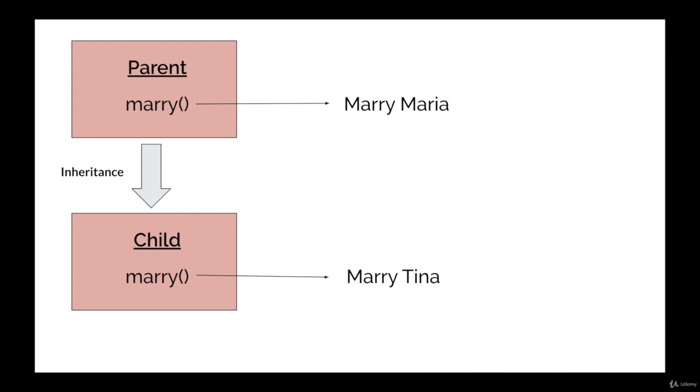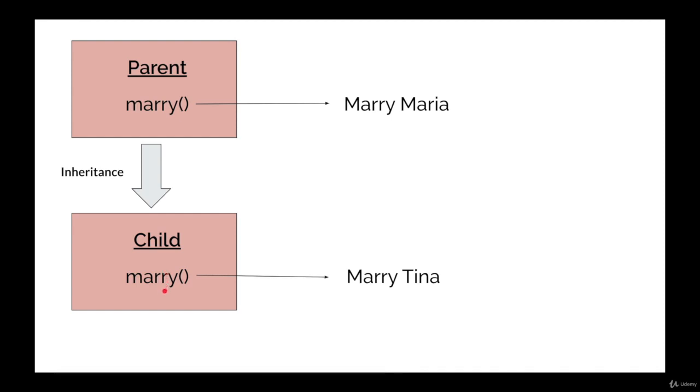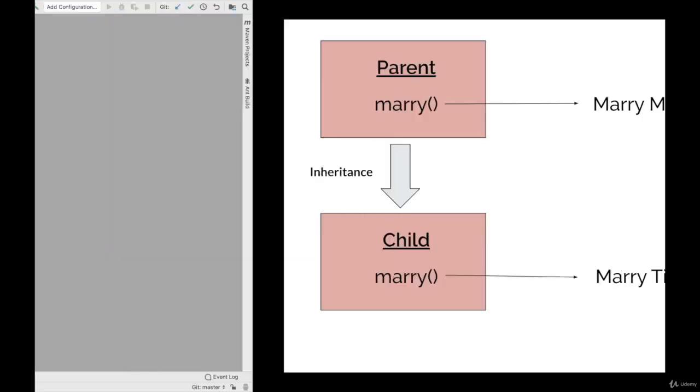Now you are the child and you are inheriting from your parent. In the child class, if you are not happy with the parent class implementation of marrying Maria, you can redefine the marry method as marry Tina. Now this marry method in the parent class is known as the overridden method, and this marry method in the child class is known as the overriding method. Let's take a look at an example by actually writing a sample program.